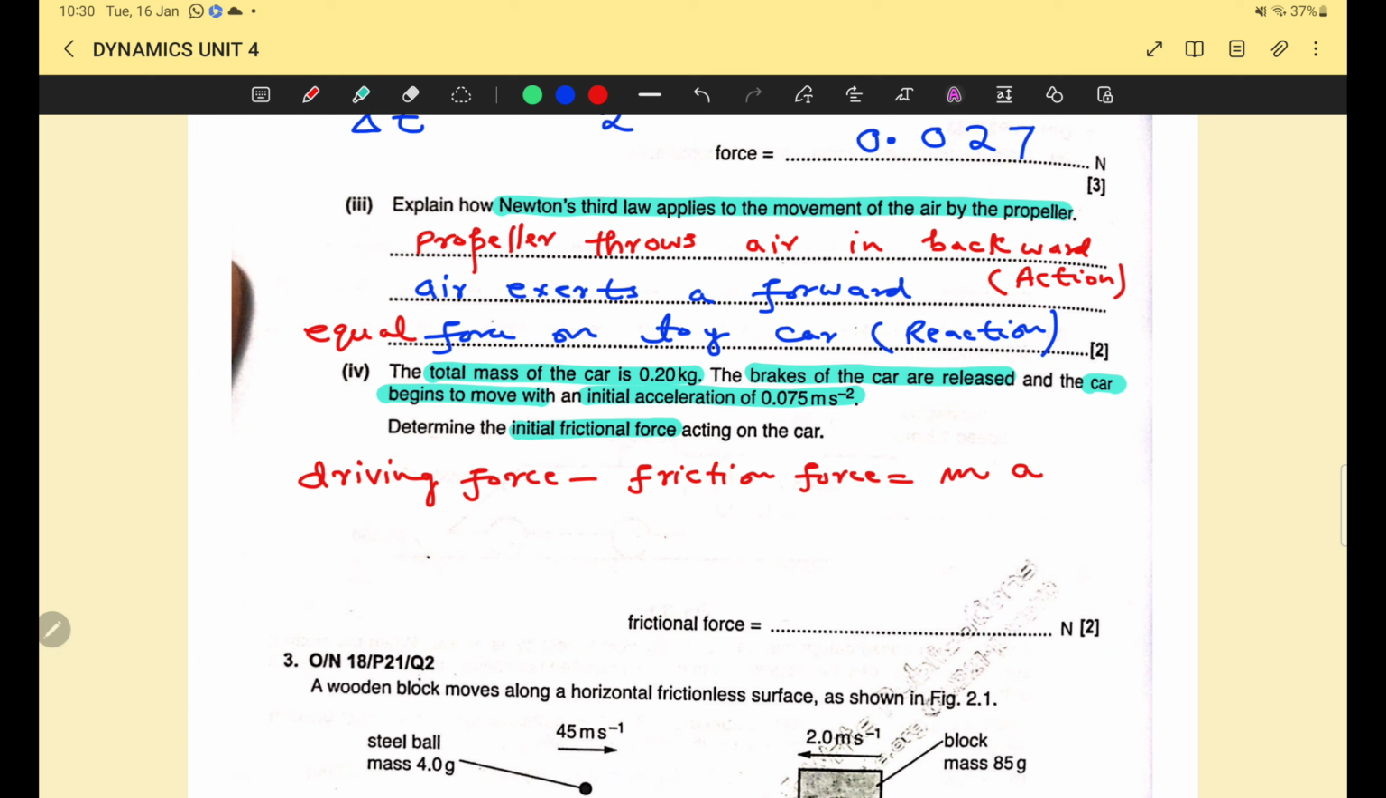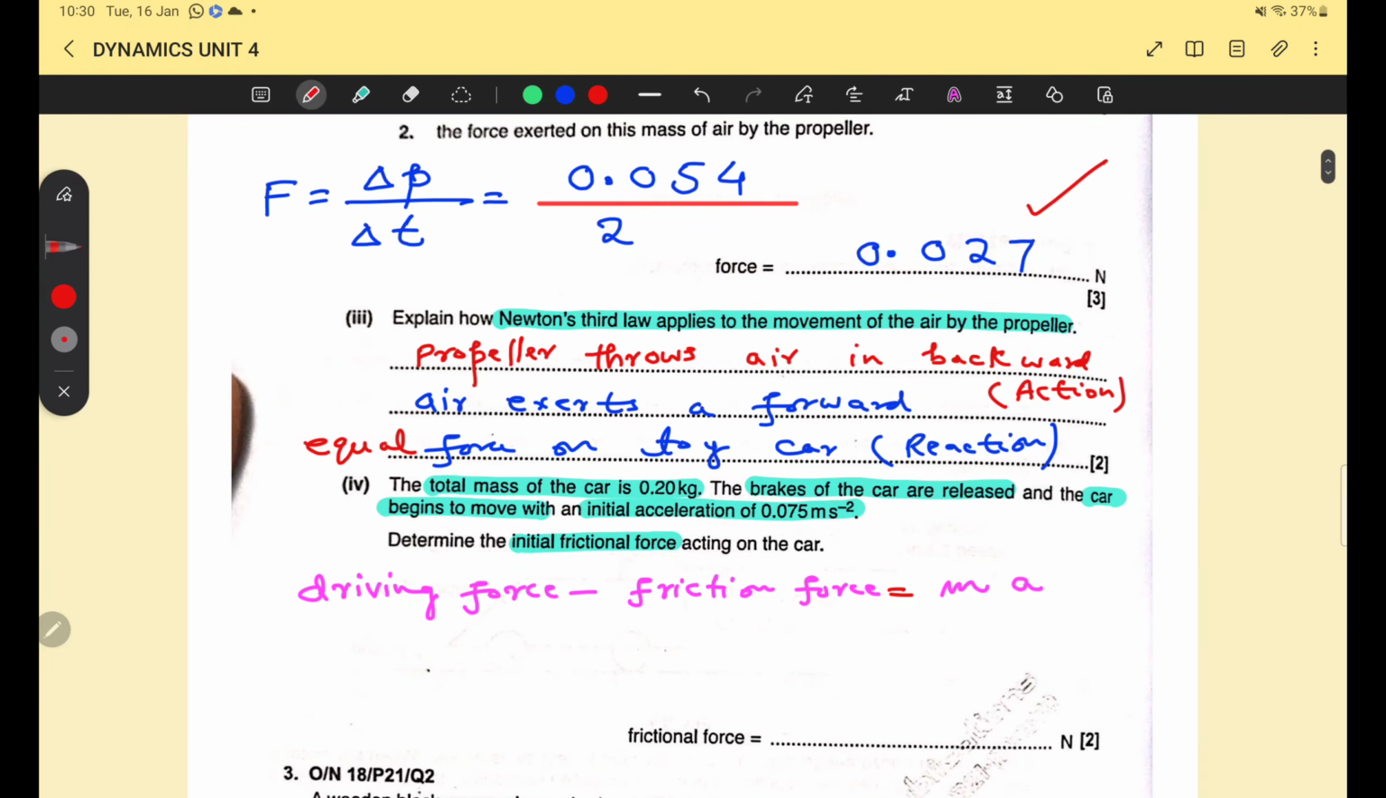You know that if two forces are acting in the same direction, then forces are added. If the two forces are acting in opposite directions, they are subtracted. So in this question, driving force acting forward and force of friction acting backward, so their difference equals ma. What is the driving force? It is 0.027 minus friction force. Usually I write small f for friction, equals ma.